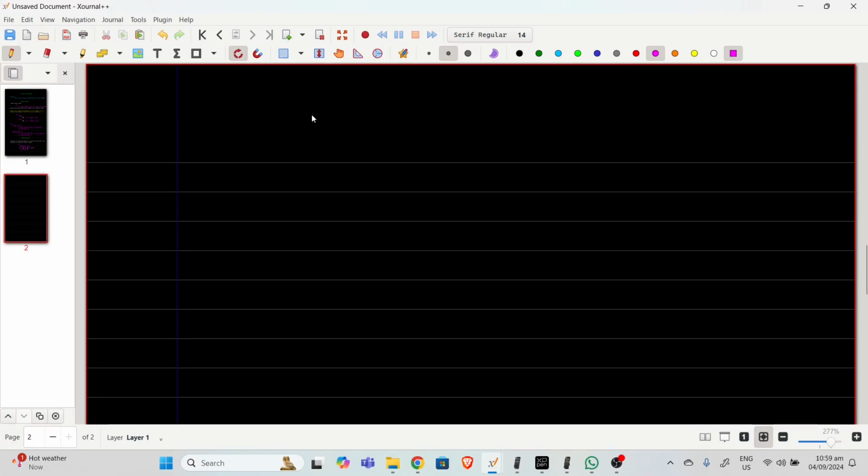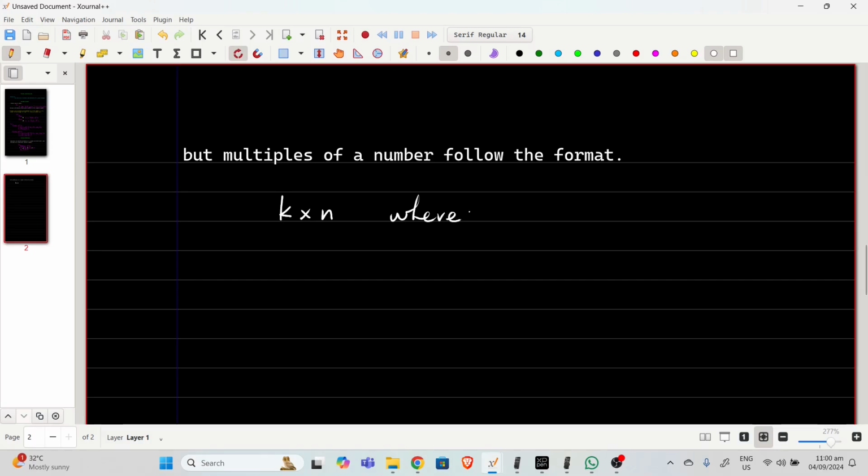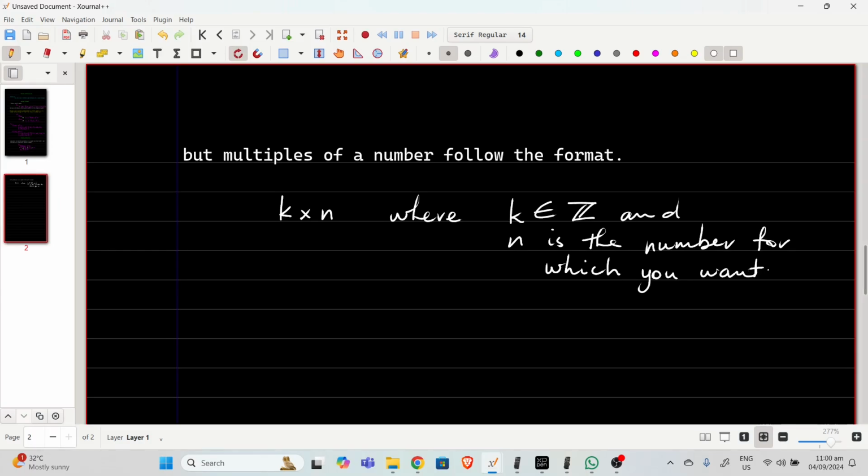However, multiples of a number follow a particular format. Let me write that: multiples of a number follow the format of k times n, where k is a member of the set of integers and n is the number for which you want to find the multiples.